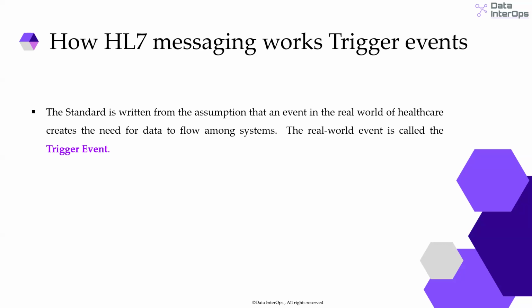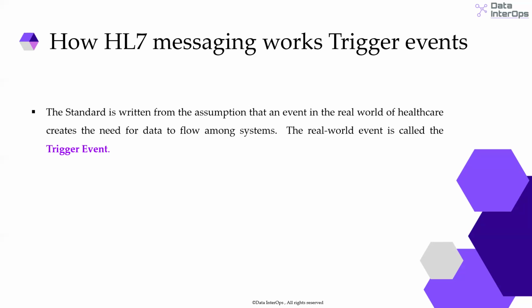So whenever these events are happening and we feel that there is a need for the data that was captured during that event to be sent across from one system to another system, then such kind of event is called a trigger event, because that event is demanding trigger of data from one system to another system. And HL7 messaging is based on this basic principle. If the data has to flow, then that is a trigger event. And each of these events have different names.